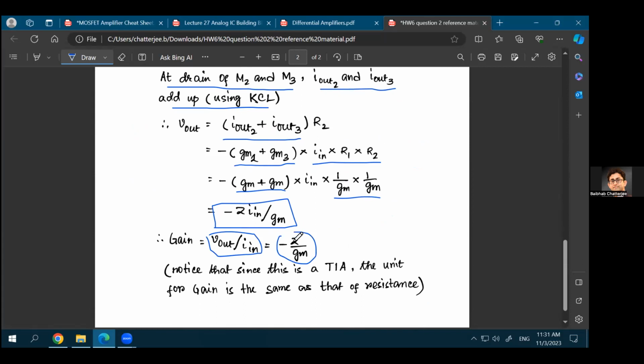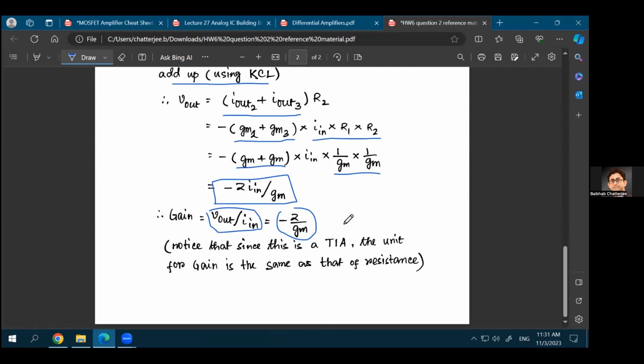And notice that this is a TIA, the trans impedance amplifier. The unit for gain will be the same as the unit for resistance. Why is this a trans impedance amplifier? Because your output is a voltage, input is a current. Voltage divided by current is an impedance or a resistance. So that's why it's a trans impedance, that you transfer current to a voltage. That is basically your transfer function becomes an impedance or a resistance. That's why it's called a TIA or a trans impedance amplifier.